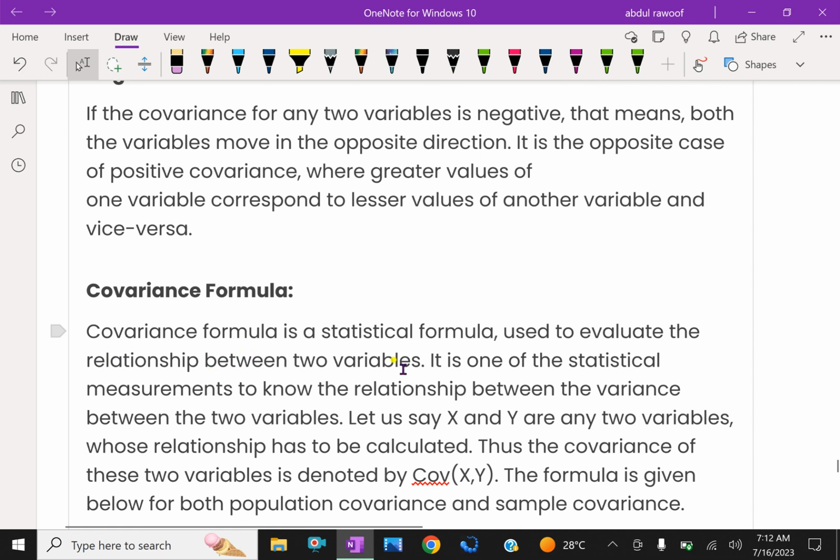Covariance formula. The covariance formula is a statistical formula used to evaluate the relationship between two variables. It is one of the statistical measurements to know the relationship between the variance of the two variables. Let x and y be any two variables whose relationship has to be calculated. Thus, the covariance of these two variables is denoted by COV of x comma y. It means covariance of x and y. The formulas are given below for both population covariance and sample covariance.